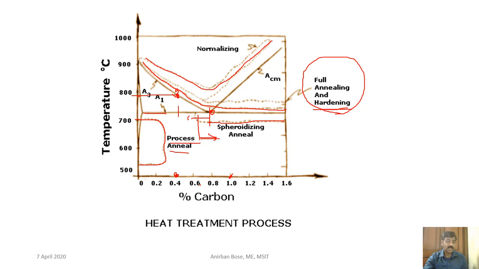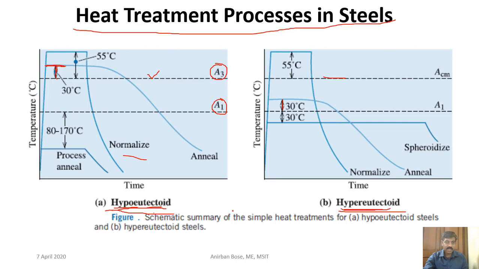Spheroidizing annealing is done if the carbon percentage is very high, because only then is it required to make the steel soft, and that is why the spheroidizing annealing process is done. Okay, so the guideline here has been shown for the process annealing. You have to heat the sample at a temperature 80 to 170 degrees centigrade below the lower critical temperature. So this is the guideline for process annealing of the hypoeutectoid steel.